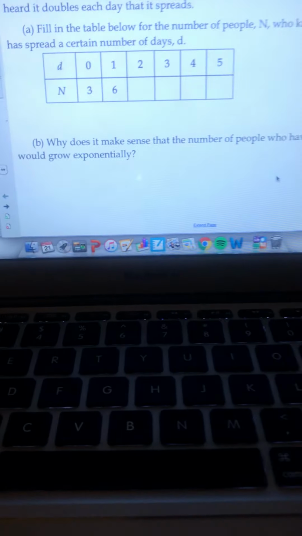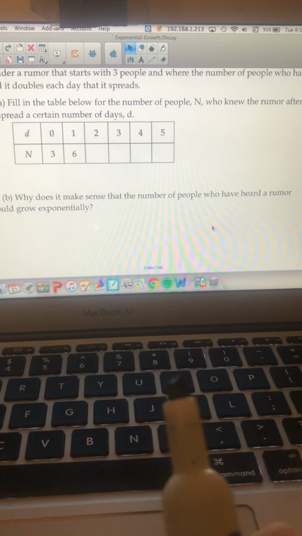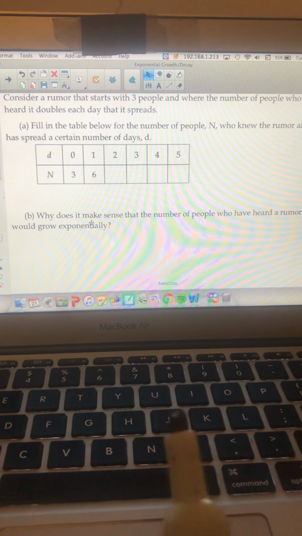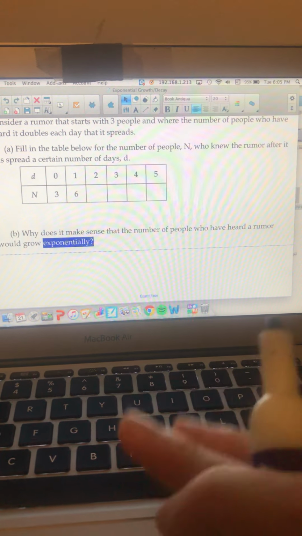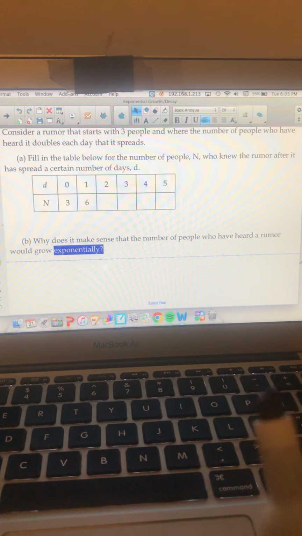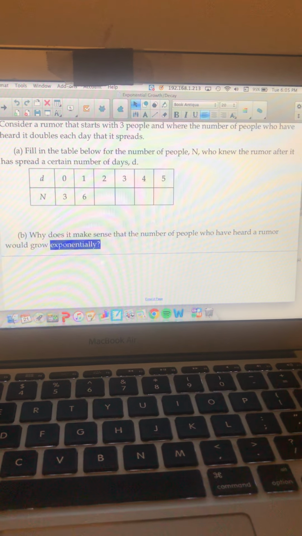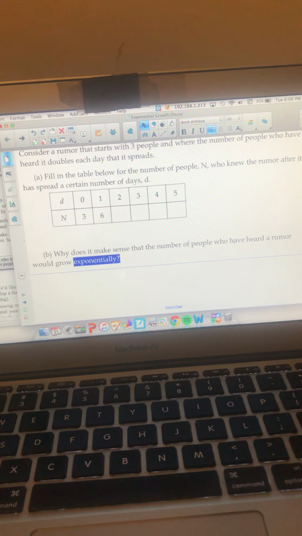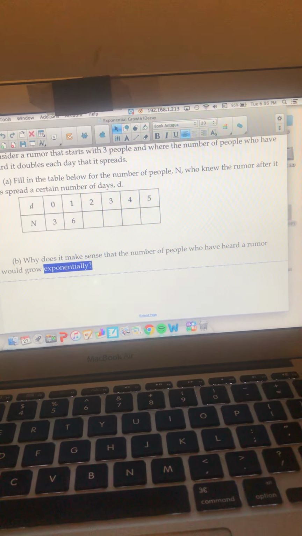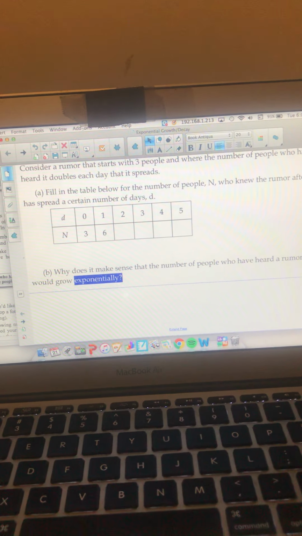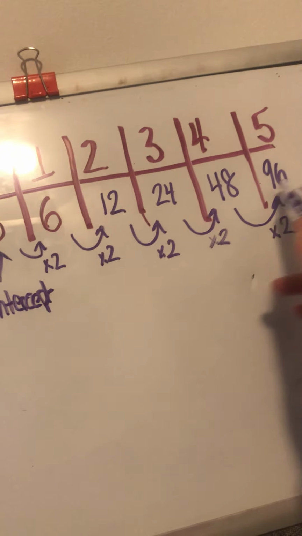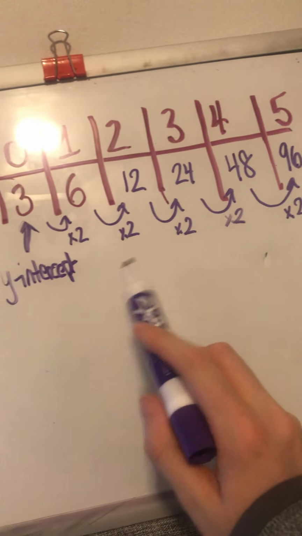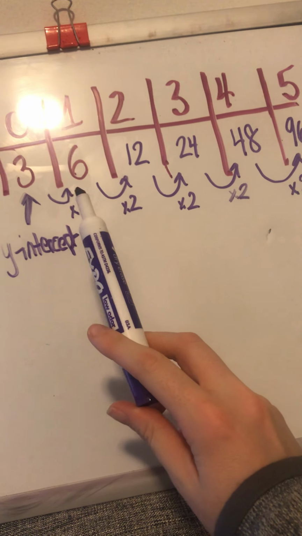Part B is saying to you, why does it make sense that the number of people who have heard the rumor would grow exponentially? So I just told you guys here, and I emphasized it before, exponentially, that's a new term. Well, it might not be new for some of you, but why does it make sense for it to be represented exponentially? Why can't I say that it's represented linearly by a linear function? And you should use your y values here, or the number of people who heard the rumor, to help you.